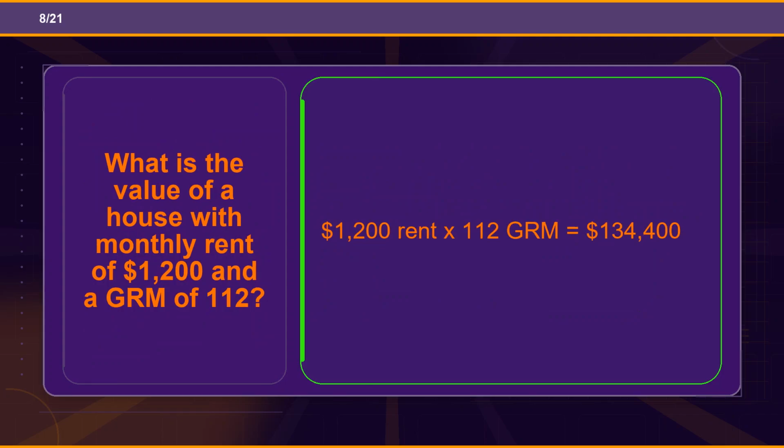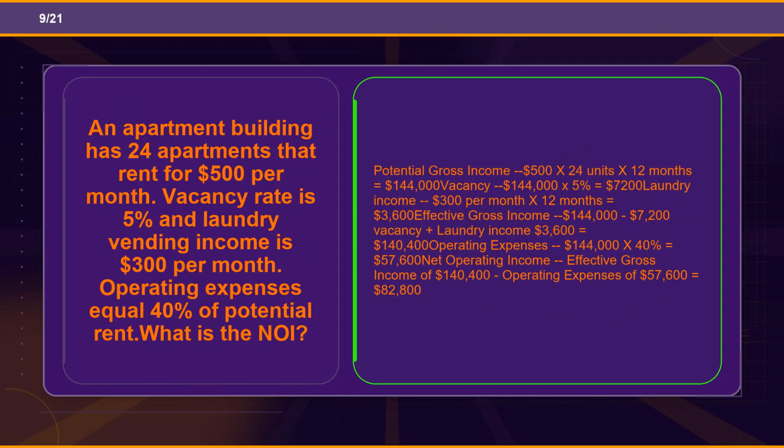Flashcard 8. Term: what is the value of a house with monthly rent of $1,200 and a GRM of 112? Definition: $1,200 rent x 112 GRM equals $134,400. Flashcard 9. Term: an apartment building has 24 apartments that rent for $500 per month. Vacancy rate is 5% and laundry vending income is $300 per month. Operating expenses equal 40% of potential rent. What is the NOI? Definition: potential gross income, $500 x 24 units x 12 months equals $144,000.